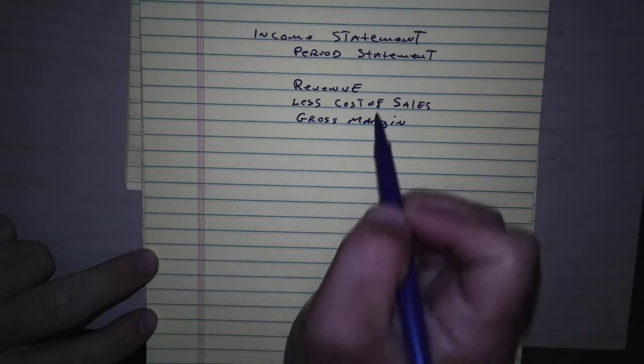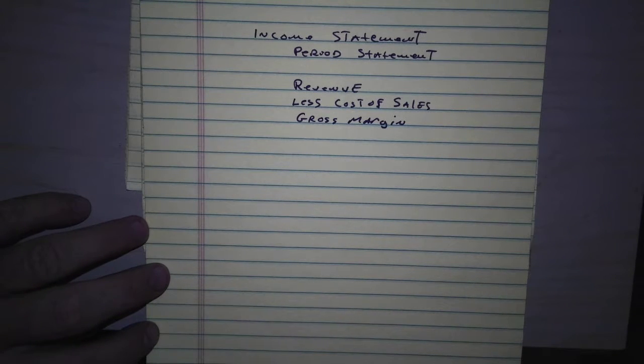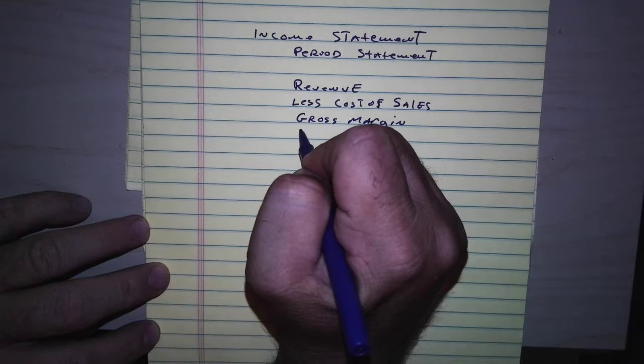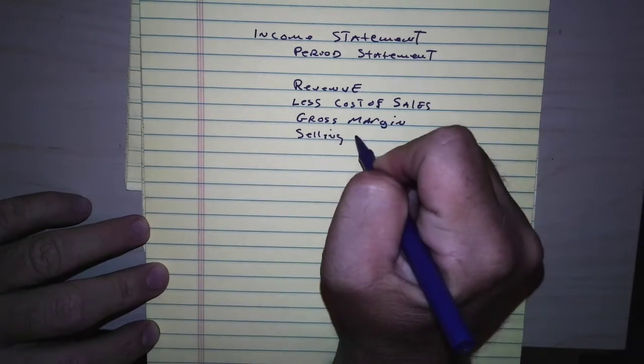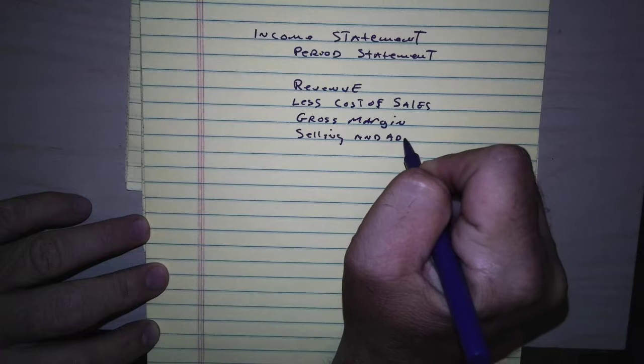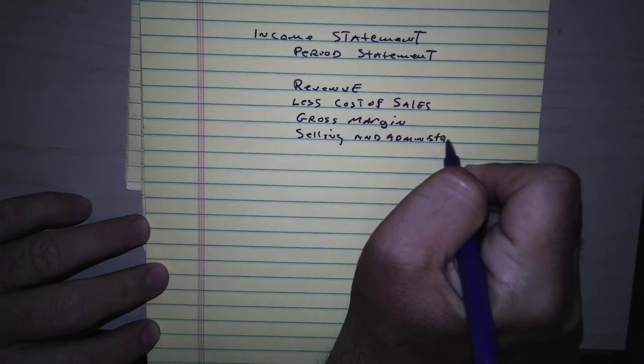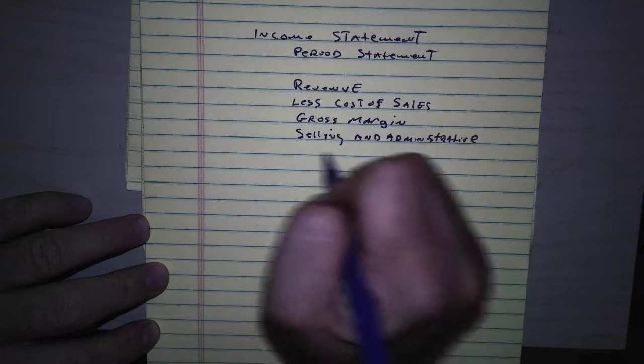Whether it's cost of sales or cost of goods, sometimes it's called cost of goods sold, sometimes it's called cost of goods manufactured, as we'll see later. That part of it is going to get us to a number that says after we spent the money to get the product or manufacture the product, what do we have left over? All right, so the next part is going to lead us to something called selling and administrative expenses.